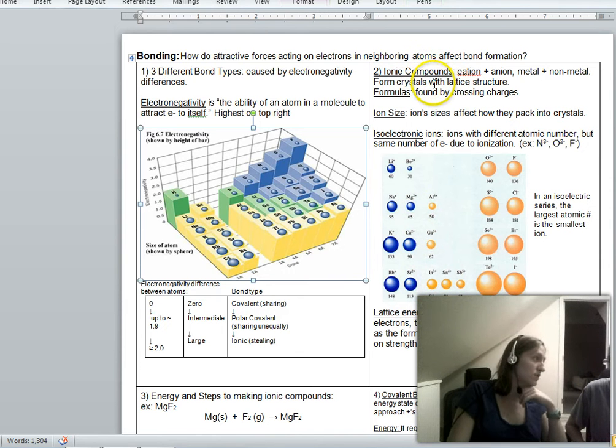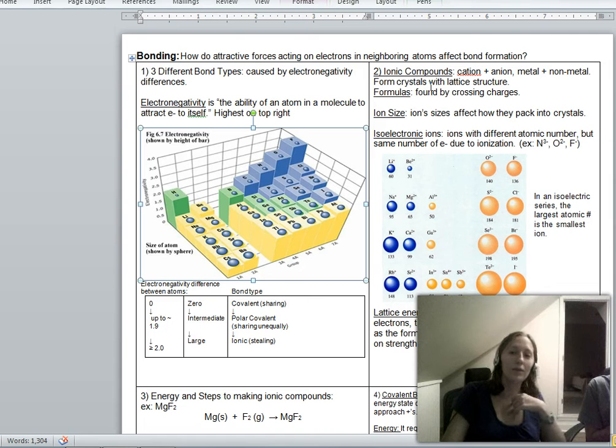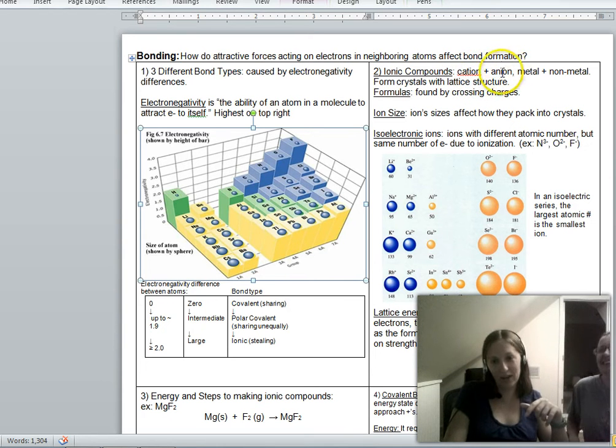When you have ionic compounds, you have a cation and an anion. The cation is positive, and the way that you remember that is that cats have paws. I remember it because there's a T in it. Cat. T looks like a plus. So a cation, a positive ion, and an anion, a negative ion.